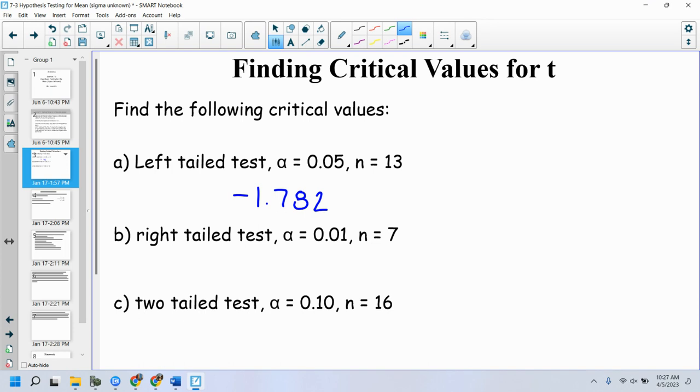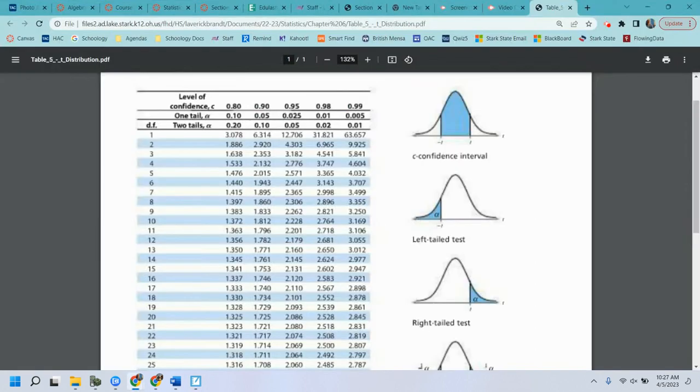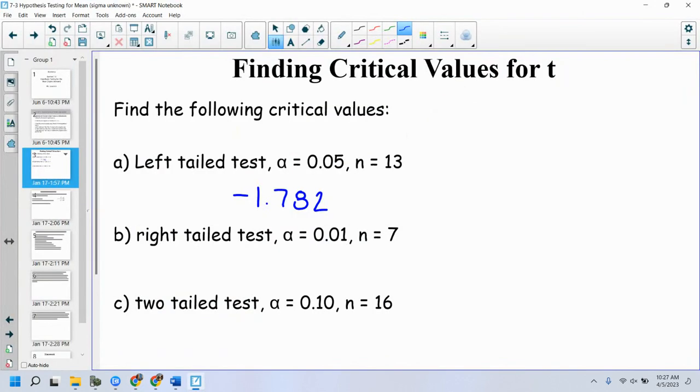All right, right-tailed test, alpha 0.01 with n equals 7. Okay, one tail, alpha 0.01. And the n was 7, so therefore degrees of freedom is 6. So 3.143. Now, do I need to make it negative? No. We're good. 3.143.